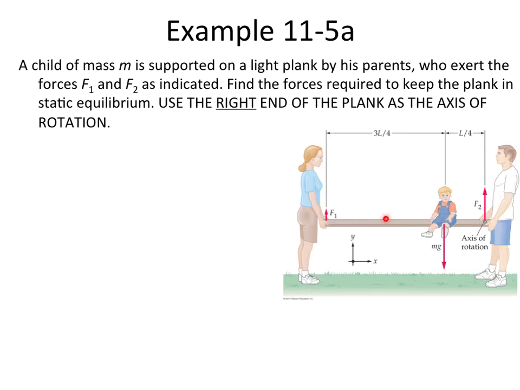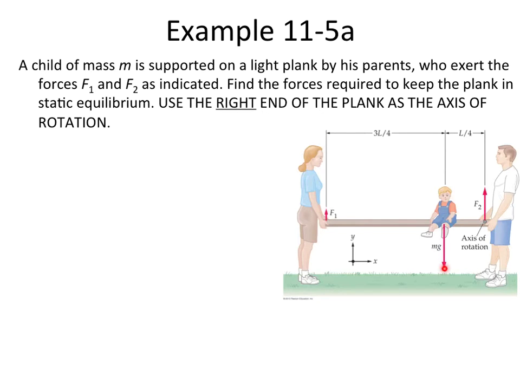So in the first one, in part A, we're going to put the axis of rotation right here on the right end of this plank. And in part B, we're going to put it on the left end of the plank right here and see if the forces change at all. And the answer is that they shouldn't. Okay? So, we have force 1 up by the woman and force 2 up by the man, and mg down by the kid that is sitting on here.